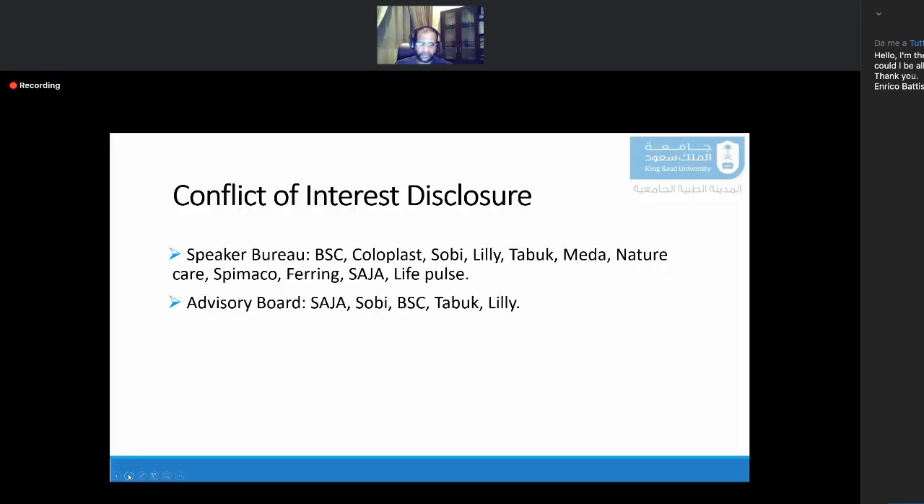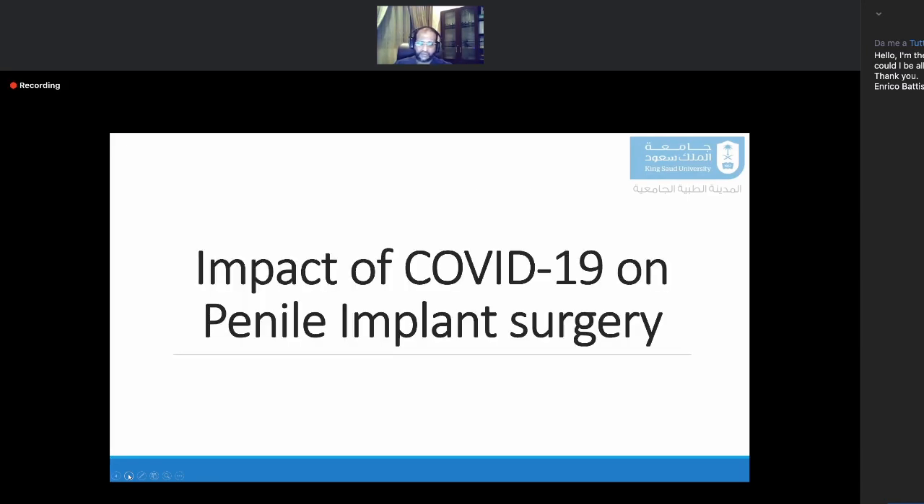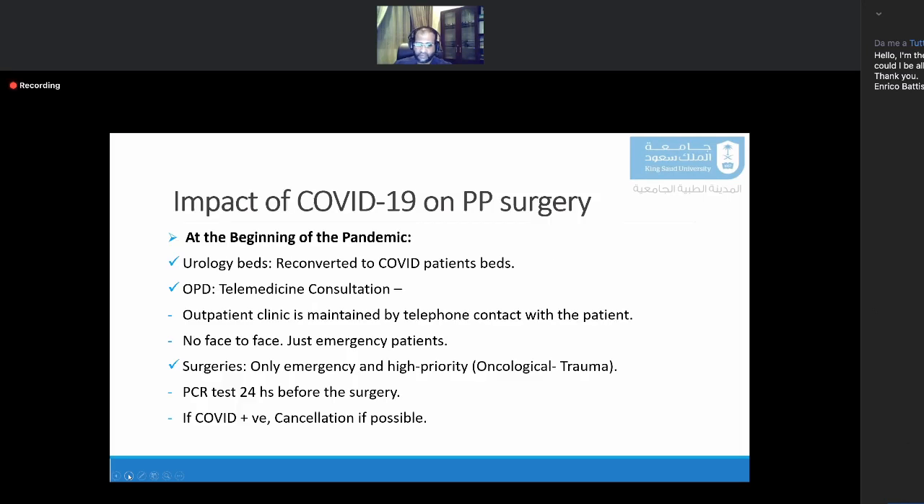So the situation is similar to the situation encountered in most of the world. At the beginning of the pandemic, the urology beds have been shut down and converted into a common pool of beds for COVID-19 patients. Based on this, our elective surgeries and capacity for operation have been markedly reduced and restricted only for priority cases, including oncological, urological procedures or trauma cases, or life or limb-threatening situations. Other than this, all cases have been postponed until further notice.